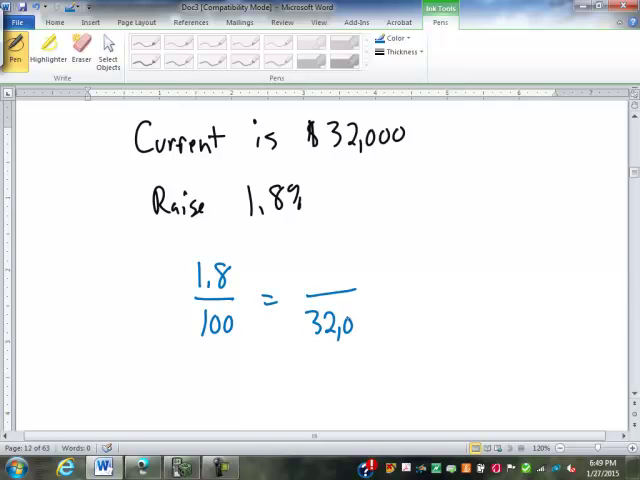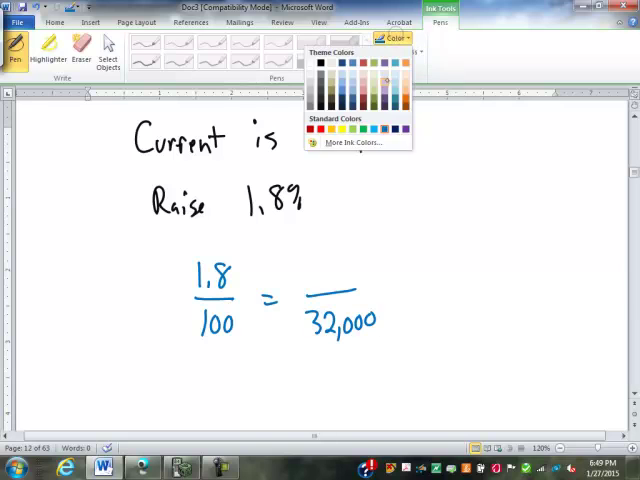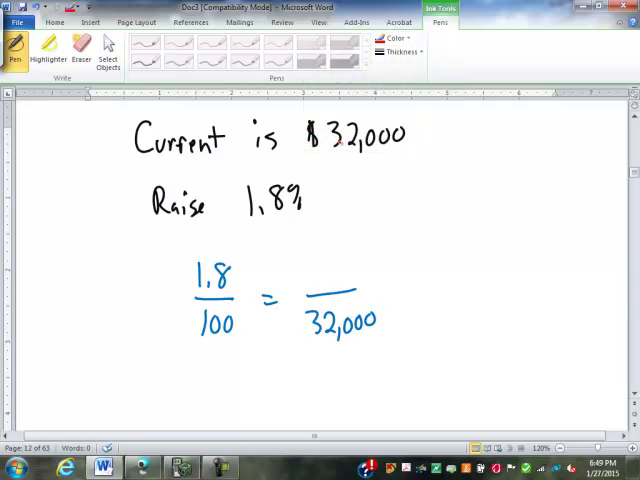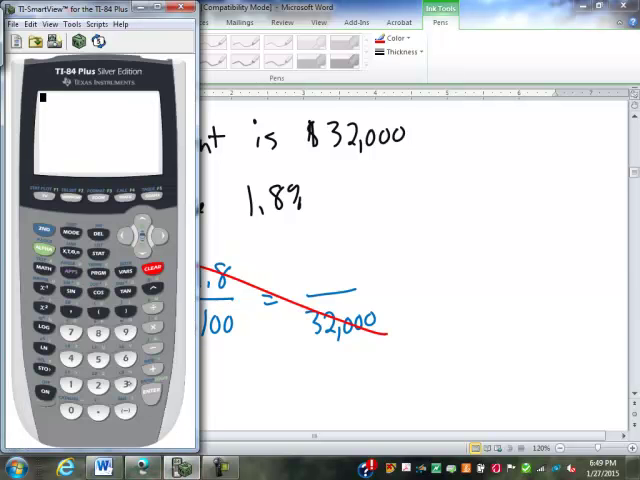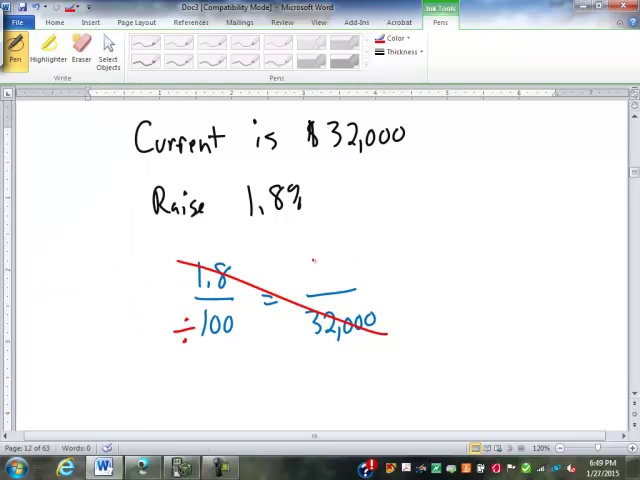32,000 goes on bottom because it is the initial amount, the base amount. The 1.8 represents the amount of the raise. That's what we're looking for. So we're going to do 1.8 times 32,000 divided by 100, which is going to give us $576.